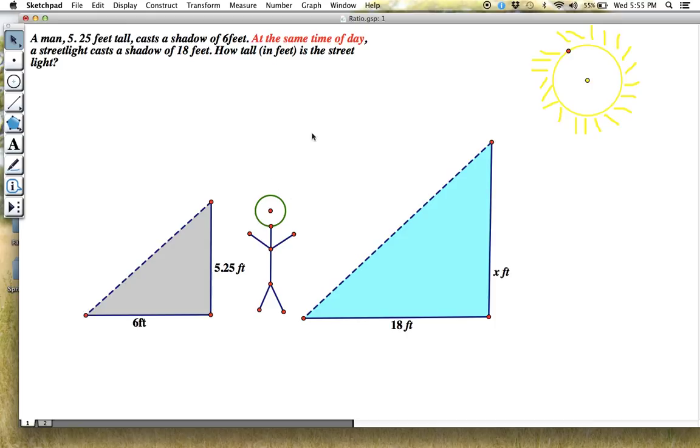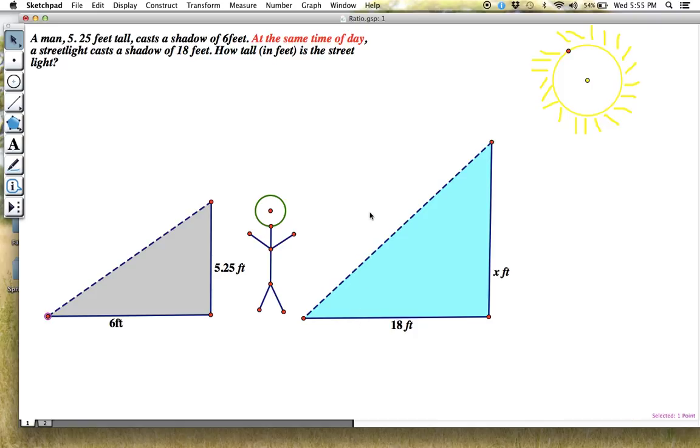So I've drawn a picture of our scenario right here, where we'll drag these out to make them a little bit more accurate. We have a shadow of 6 feet and a height of 5.25, and here's our little man. And then we have some height in feet for our street light that is casting a shadow of 18 feet.